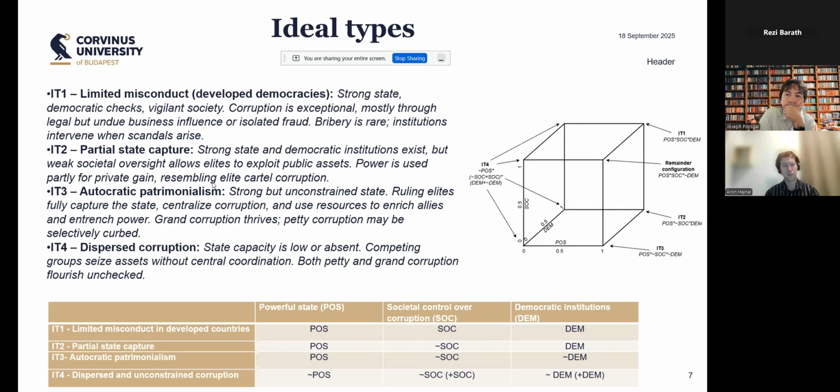And for the fourth ideal type, there is no strong central state. We argue that if there is no central state, then irrespective of the other two dimensions, corruption will be dispersed. So there won't be one centralized corruption network, but there will be a lot of corruption, just not in one overarching centralized network. Typically, if there is no strong central state, then there is no societal control over corruption, and there are no strong democratic institutions. But it doesn't really matter, because if there is no Leviathan, no strong state, then irrespective of the two other dimensions, dispersed and unconstrained corruption will emerge. So these are the four ideal types that we identified based on the three dimensions.